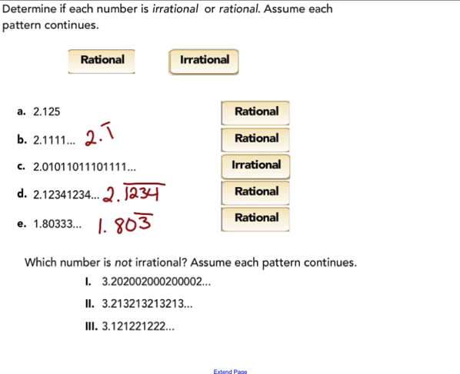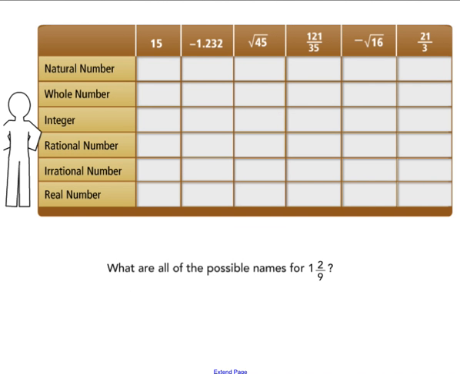Which number is not irrational? Assume each pattern continues, okay? Is not irrational, which means which numbers are rational, okay? Here, nothing repeats, and it does not terminate. Here it goes 2, 1, 3, 2, 1, 3, 2, 1, 3, 2, 1, 3. So that's rational. And there we have a pattern, but it does not repeat or terminate. So therefore 2 is the only one that is not irrational, which means rational.